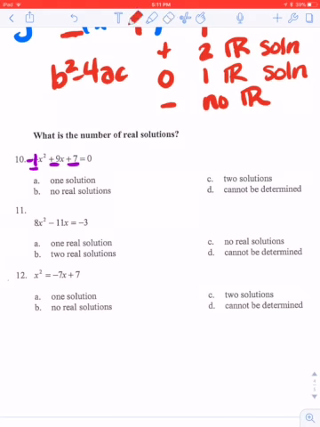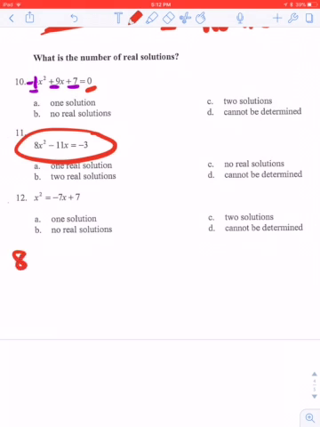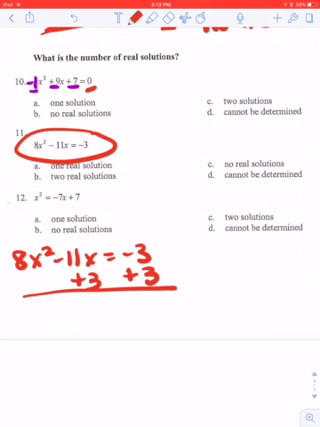So if I look at this next one, I kind of have an issue here because to be able to use b squared minus 4ac, it had to equal 0 like the first one does, and this one doesn't. So I'm going to take this down here on the bottom, and I'm going to make it equal 0. And I'm going to do that by adding 3 to both sides. So it's going to be 8x squared minus 11x plus 3 equals 0.